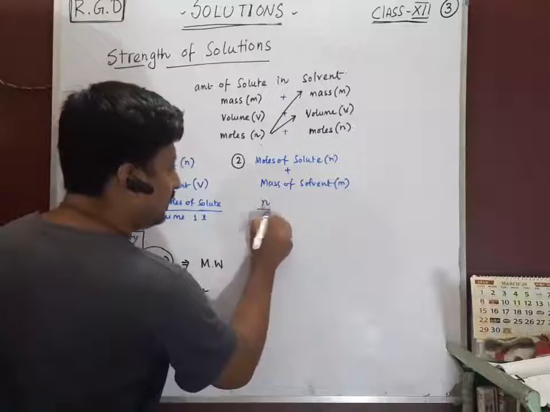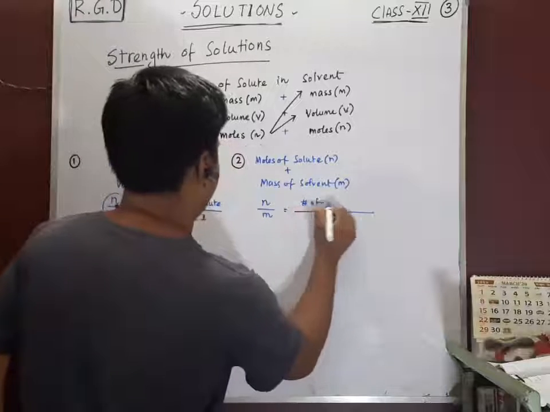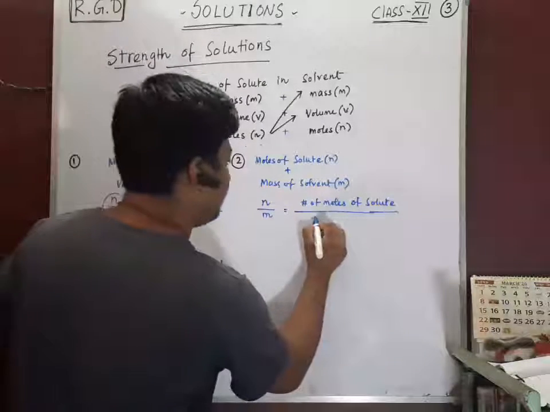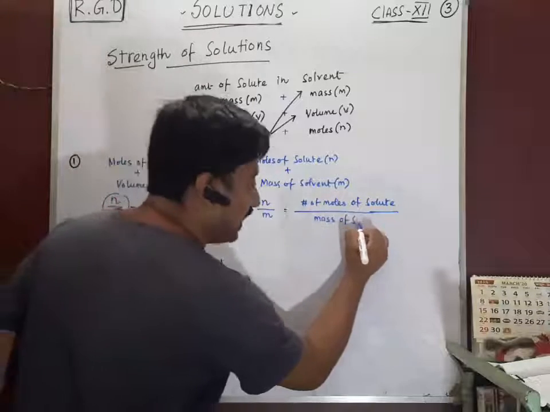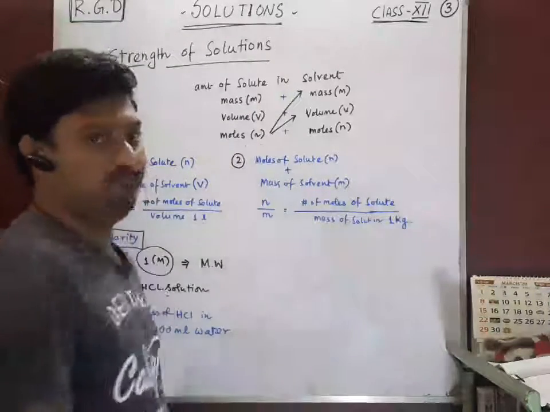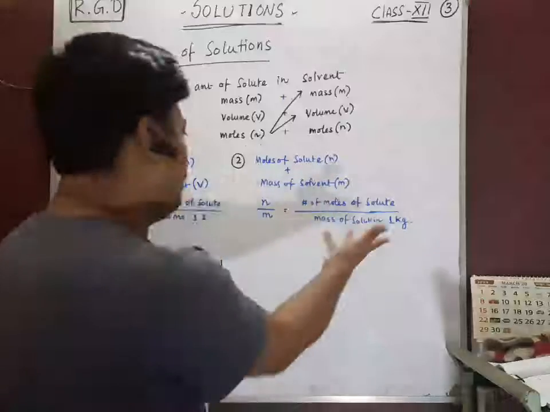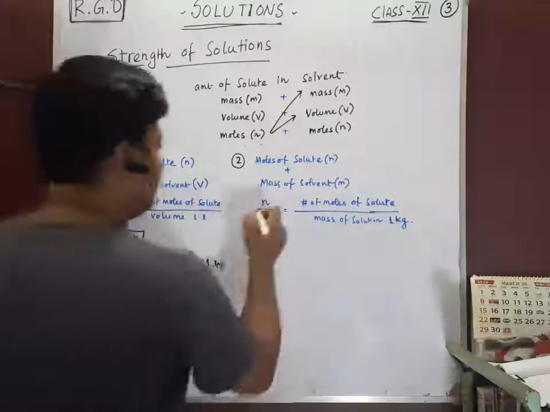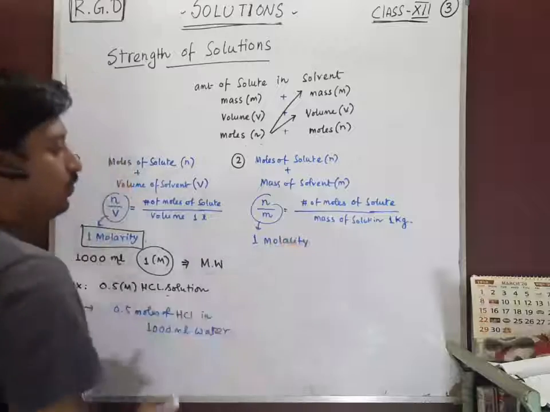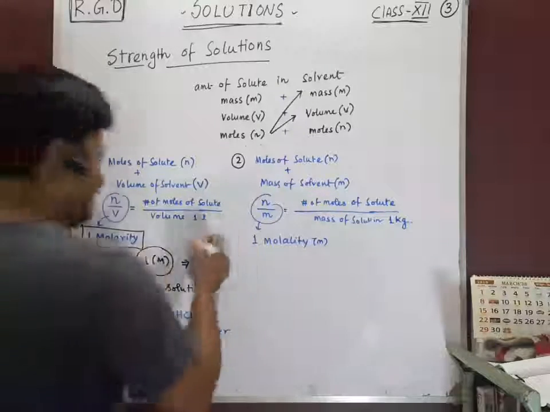So this is basically n by m. So this is the number of moles of solute divided by mass of solvent in 1 kilogram, because now this term is known as molality, denoted by a small m. Okay, small m, molality.